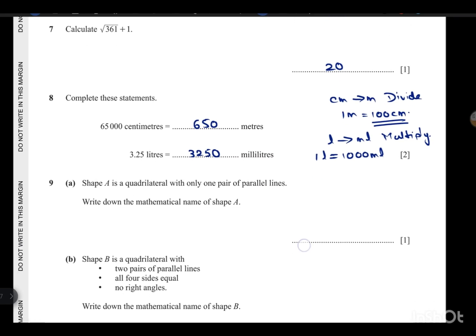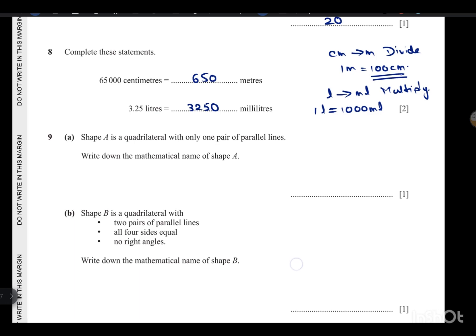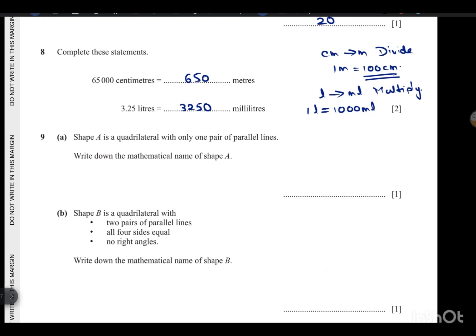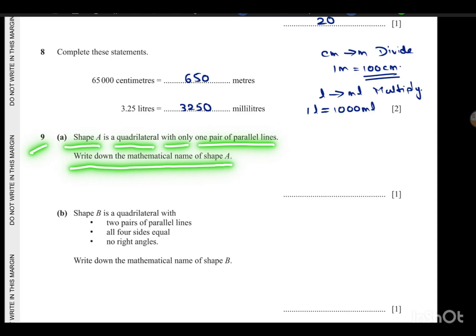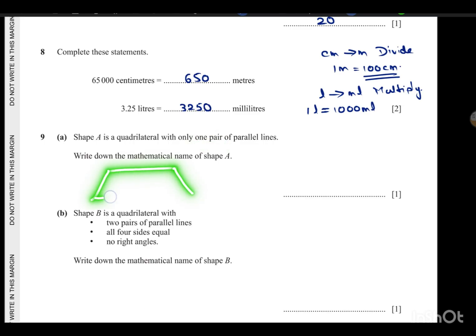Question 9. Shape A is a quadrilateral with only one pair of parallel lines. Write down the mathematical name of shape A. Now this is a quadrilateral, that means it has four sides and only one pair of parallel sides. One pair of parallel sides is always a trapezium. So it is a trapezium.